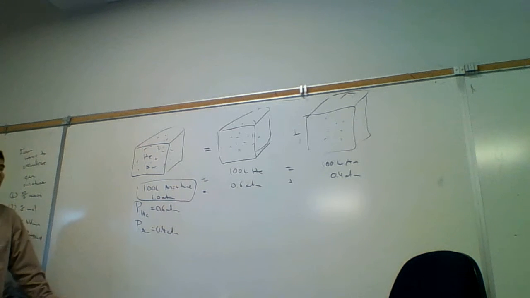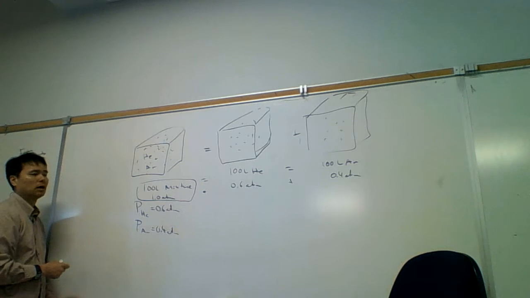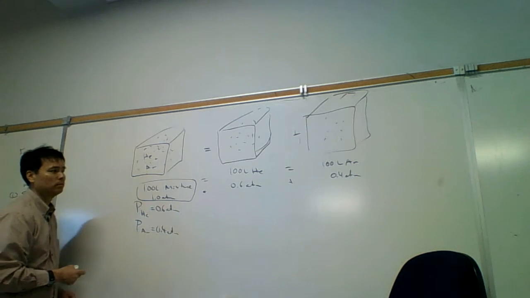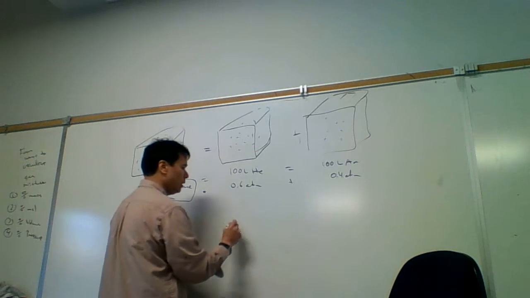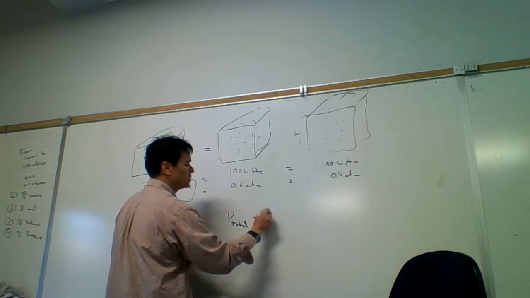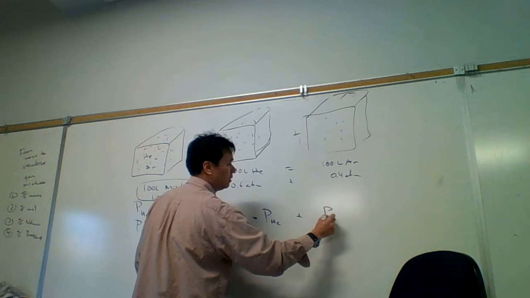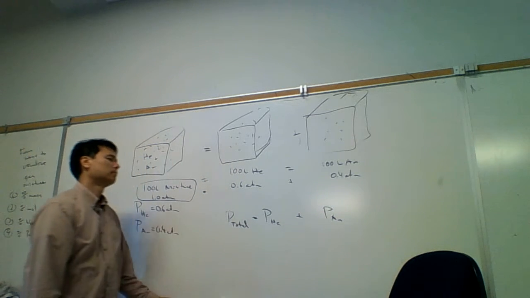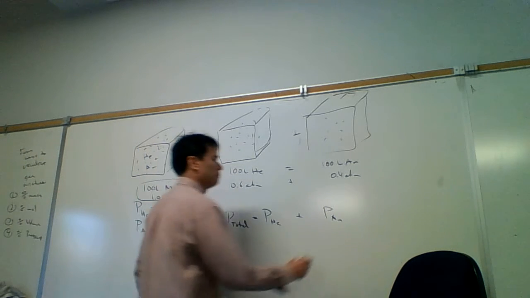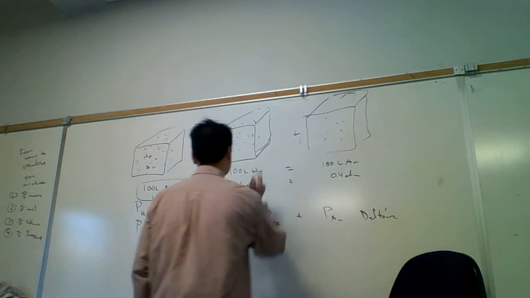And this is the way we visualize it using Dalton's. That is, the total pressure is equal to the pressure of the helium plus the pressure of the argon. This is Dalton's. And this is how I've drawn it up here.